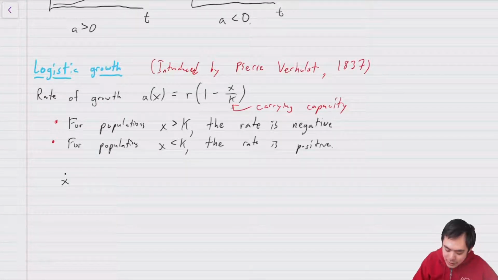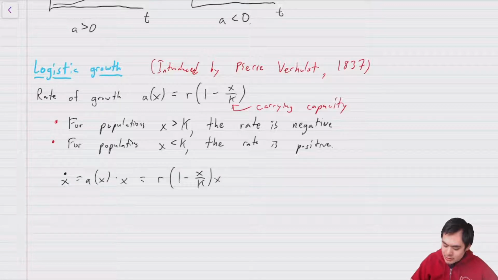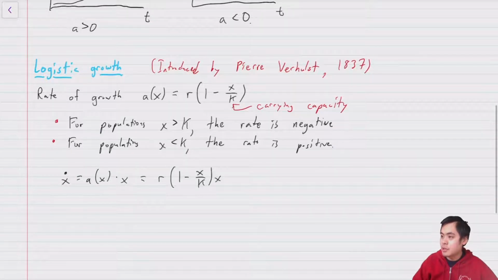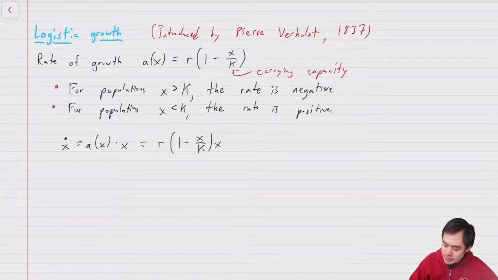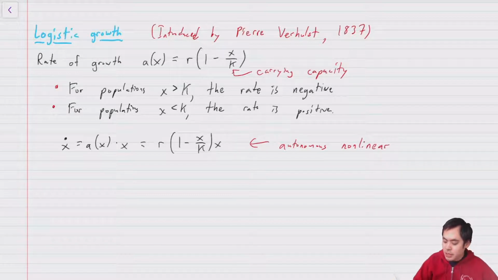So again, we have x dot is equal to ax, but here a is a function of x. So we have a of x times x, which is equal to r times 1 minus x over k times x. So this is again an autonomous equation, but this here is an autonomous nonlinear equation. So given this autonomous nonlinear equation, we can still solve for equilibria.